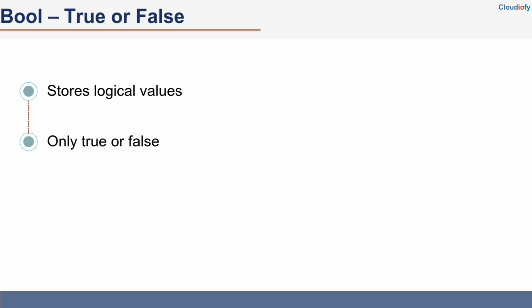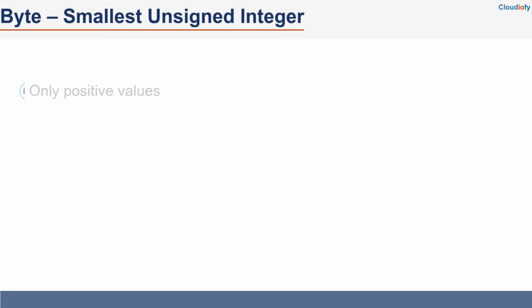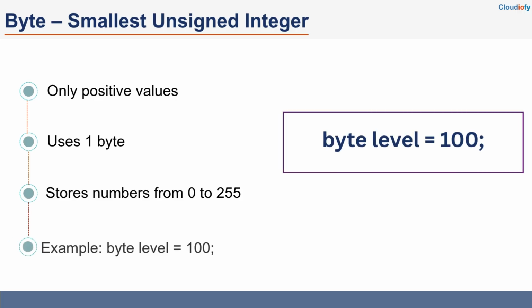Boolean type. Bool is a simple data type for true or false values. It's used in conditions or flags and takes just 1 byte. For example, bool isLoggedIn equals true. Byte, smallest unsigned integer. Use byte when you want to store small positive numbers. It takes only 1 byte and can hold values from 0 to 255. Like this, byte level equals 100.